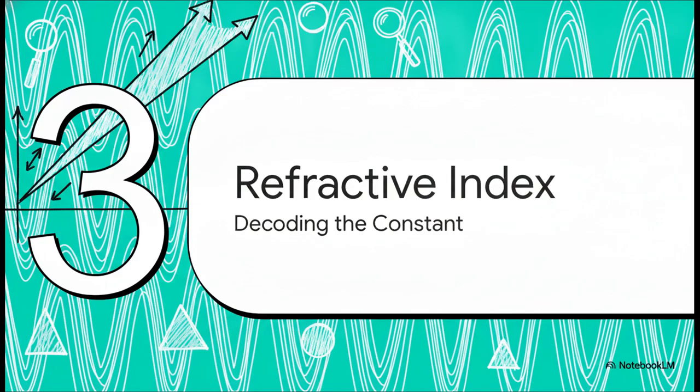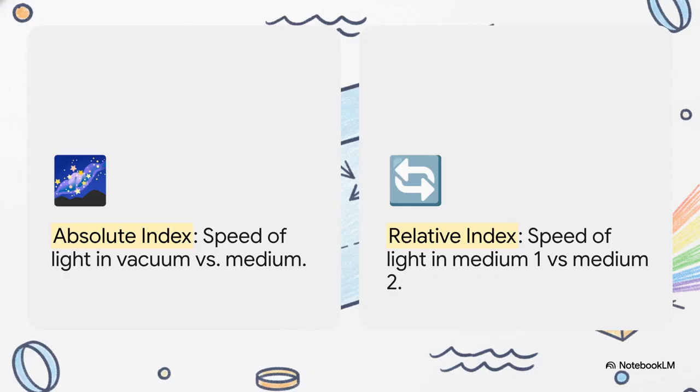Next up, section 3, decoding the refractive index. Let's decode what is easily the most important constant in this entire chapter. Now, it's absolutely essential to draw a crystal clear distinction between absolute and relative refractive indices. Absolute refractive index is the ratio of the speed of light in a vacuum, or air, compared to its speed in a specific medium.